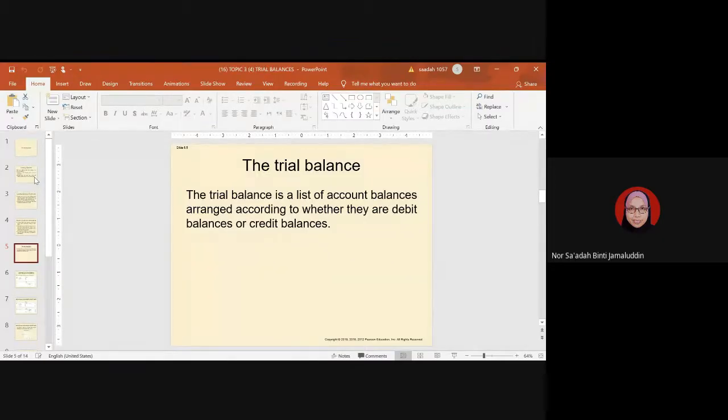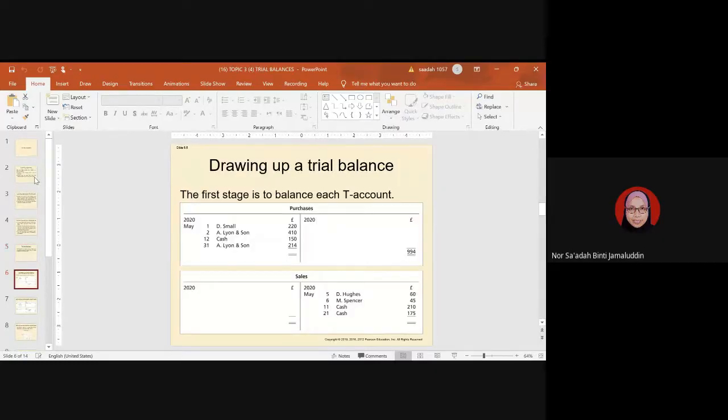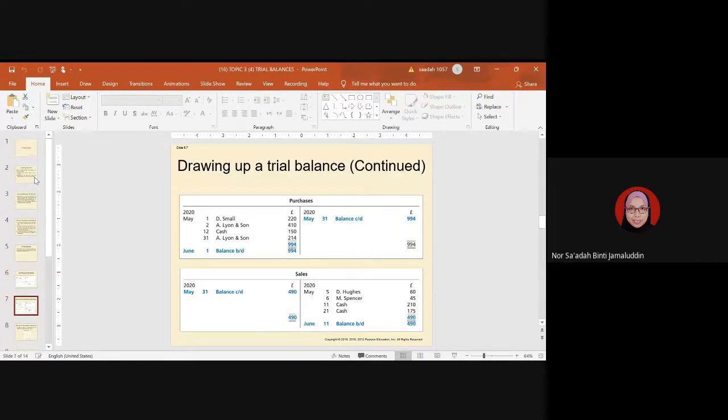The TriBalance is a list of account balances arranged according to whether they are debit balance or credit balance. This is how to draw up a TriBalance. The first stage is to balance each T account. Pertama sekali, close our T account or close our ledger. So here, this is a process that we already did before, drawing up a TriBalance.